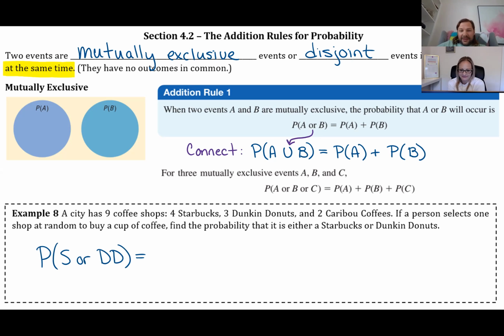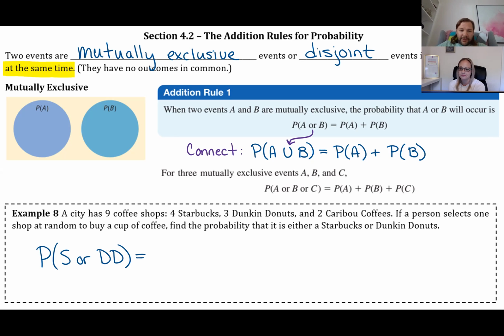Also, and is going to be the intersection sign, or like an upside down cap. We'll see that in a little bit. Okay, so for three mutually exclusive events, A, B, and C, the probability of A or B or C is going to be the probability of A plus the probability of B plus the probability of C. So that's just applying this rule twice, basically. So it extends to any number of events. You could have 100 events. As long as they're all mutually exclusive, then you just add up all of their individual probabilities.